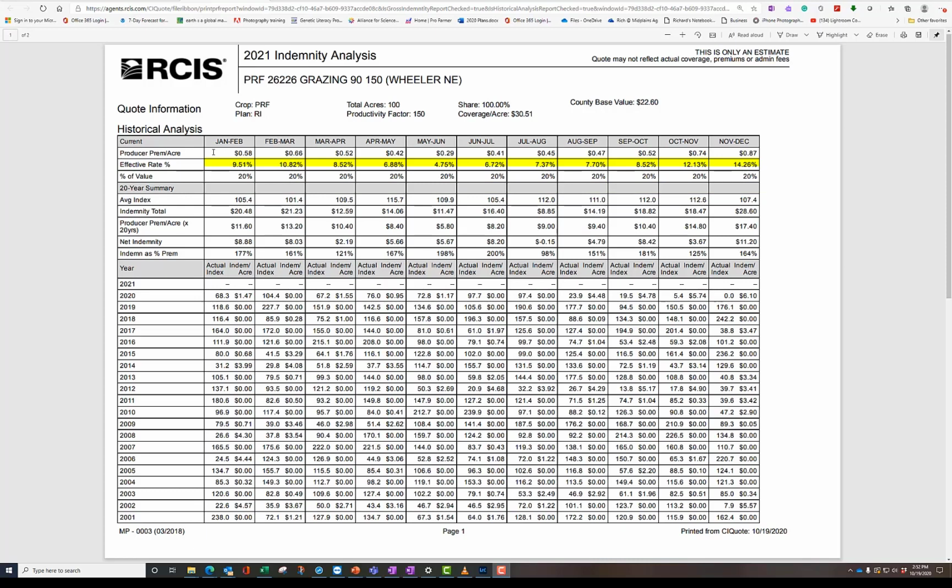The producer premium is the premium you would pay based on this 20% figure for every period per acre for the year. In this case, for January, February, you would pay 58 cents per acre for the year 2021, and 66 cents per acre if you had chosen February, March. If you chose August, September, you would pay 47 cents per acre.